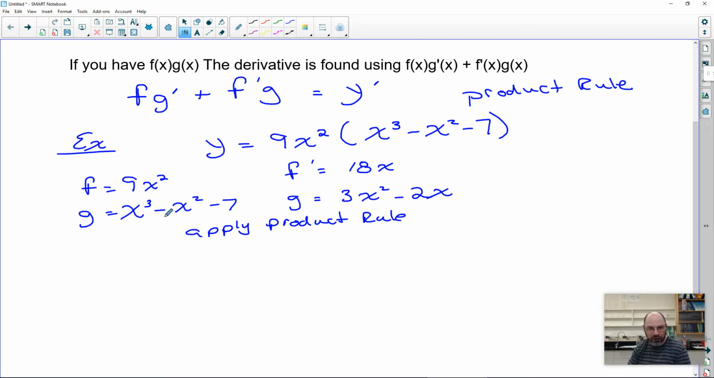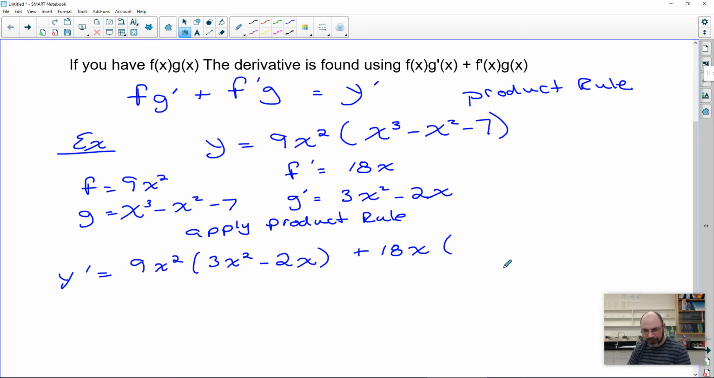Okay, and we've got f, so that's 9x squared, so it's y prime equals 9x squared times g prime, which I didn't put the prime, but I should have. It's 3x squared minus 2x plus f prime, which was 18x, times g, which was x cubed minus x squared minus 7. Okay, now that's the first line.